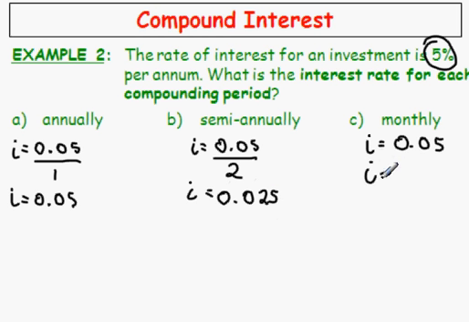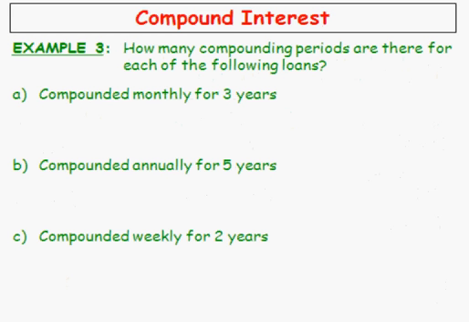Okay, and if it says monthly, we divide our interest rate by 12, so 0.05 divided by 12. So our monthly interest rate is 0.004. Okay, so this is what you have to do before you actually use the compound interest formula.